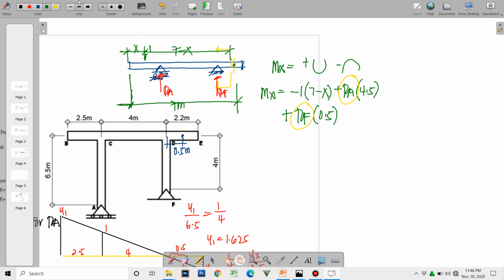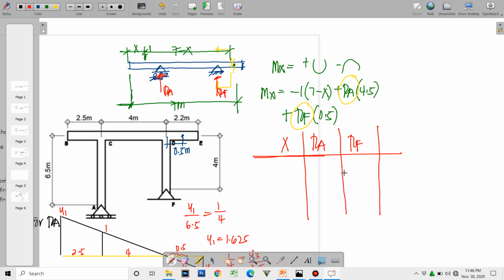Say let us have a matrix having x as the first column. Then we have RE, RF, and MX. Okay.